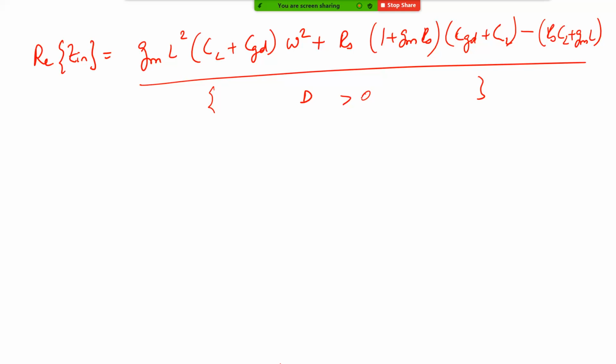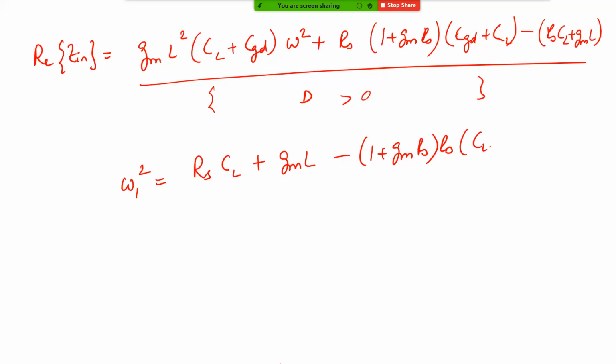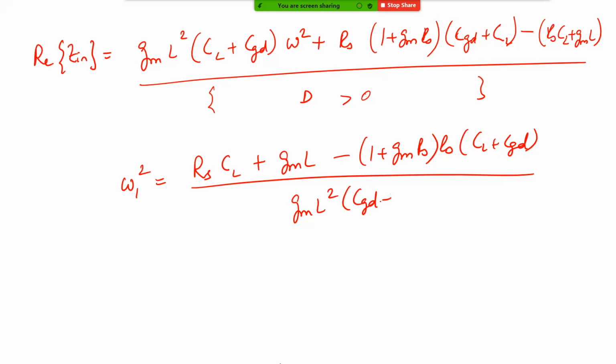So what we are saying is, there exists some frequency omega, let's say omega 1, which, rearranging all these things, works out to be something like this: 1 plus Gm Rs, Rs into C_L plus C_GD, divided by Gm L squared into C_GD plus C_L. You don't need to mug up or memorize all these things. These are just for us to understand. So this is the frequency where the real part of Zin becomes negative.